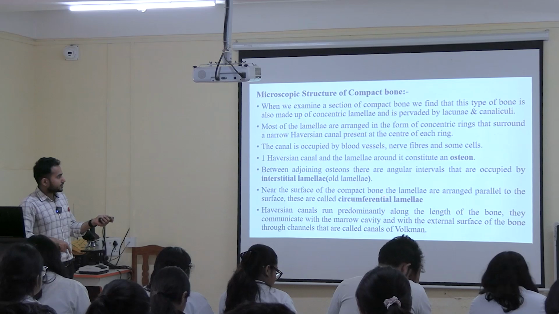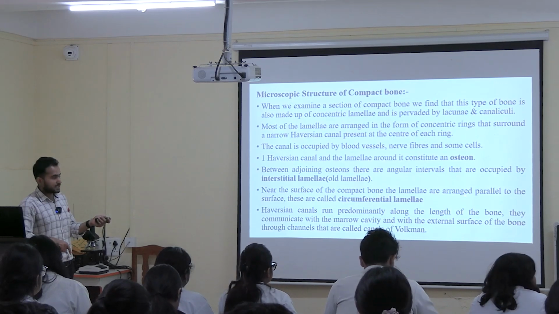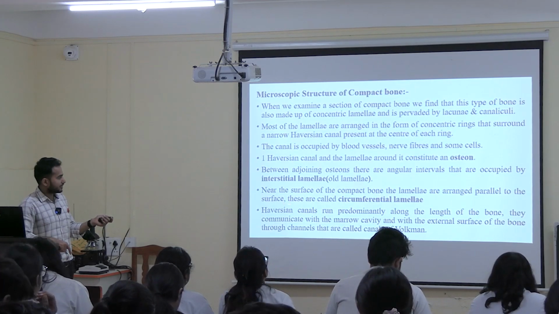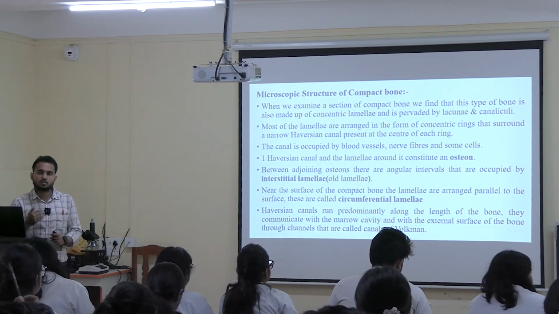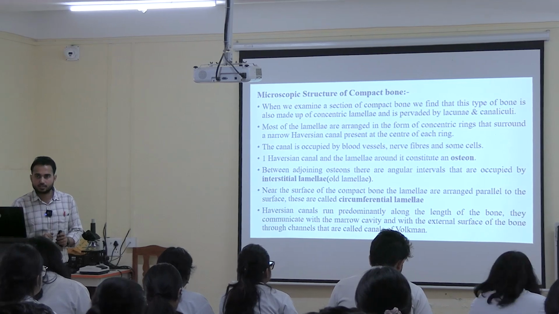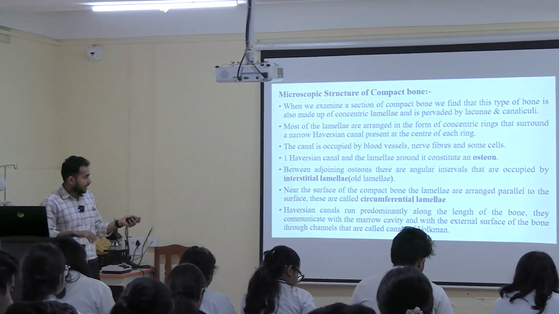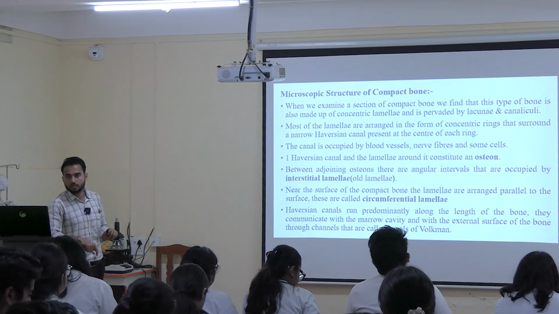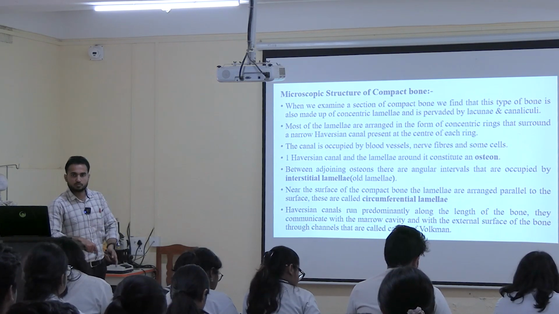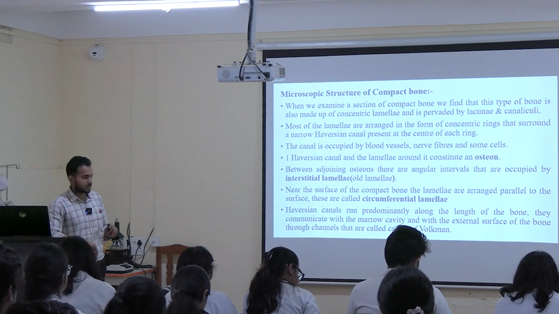Next, near the surface of the compact bone, the lamellae are arranged parallel to the surface, and these are called circumferential lamellae. In circumferential lamellae also, there is an outer layer and an inner layer. Next, Haversian canals run predominantly throughout the length of the bone, meaning any part of the bone has a Haversian canal.